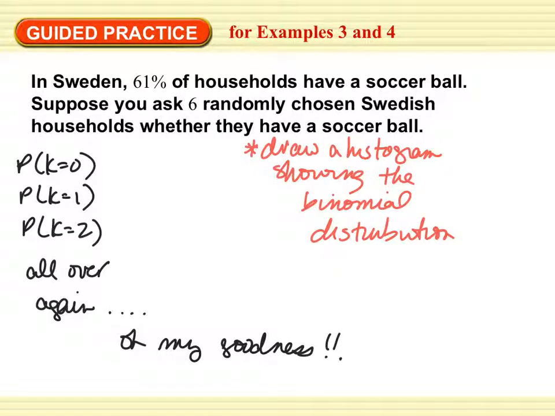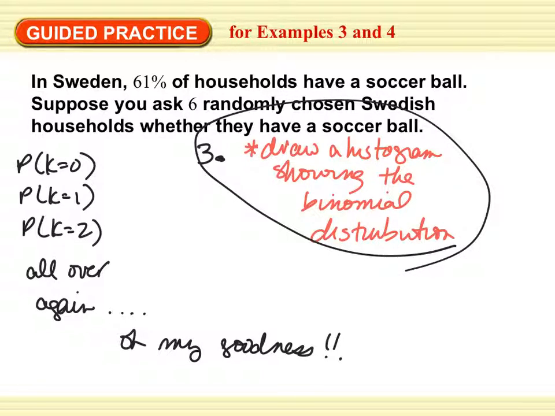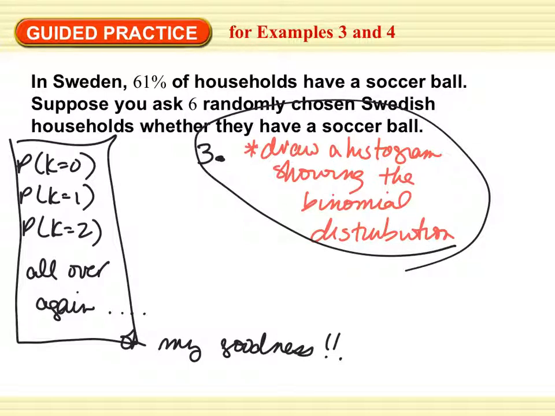Okay, in Sweden, 61% of households have a soccer ball. Suppose you ask 6 randomly chosen Swedish households whether they have a soccer ball. This is number 3. Let's draw a histogram showing the binomial distribution. That's what we're supposed to do, which means we need to work through this.